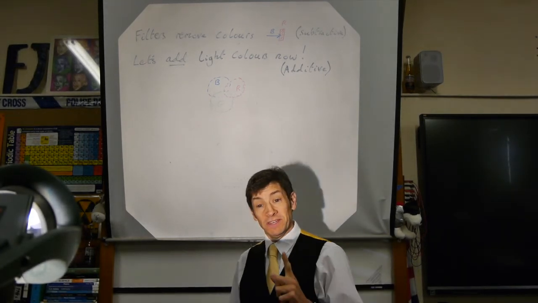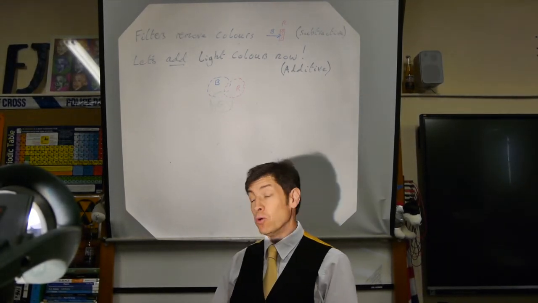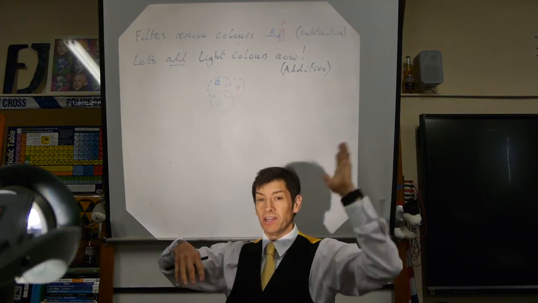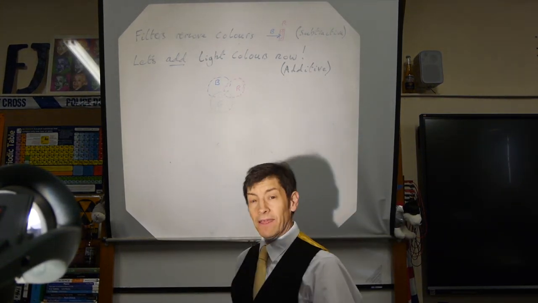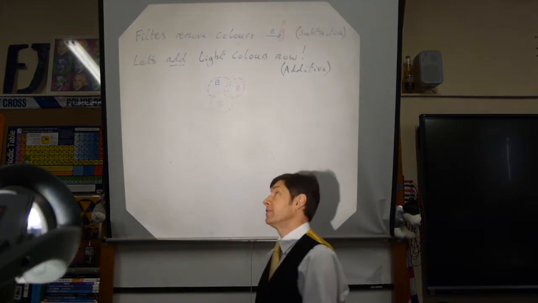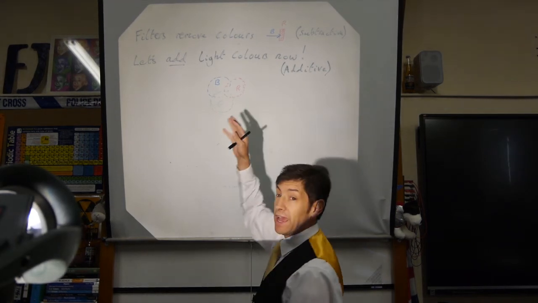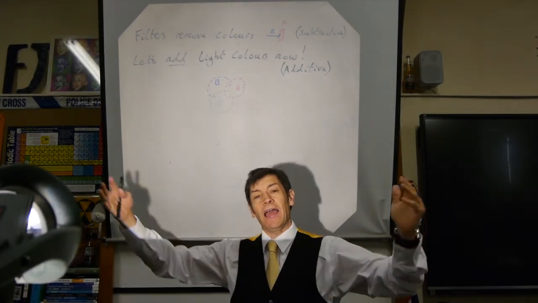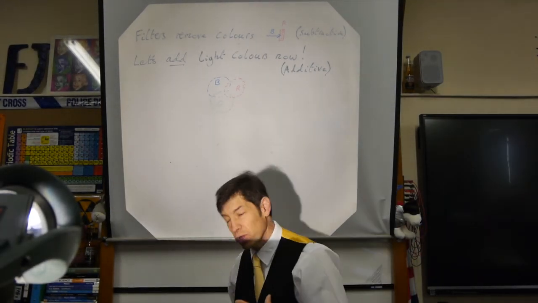But let's do the opposite now. Let's imagine we're at a disco or what have you, where there are bright coloured lights. And it's a tricky one to get your head around. But what we're going to do is have some colour on us and then have more coloured light and more coloured light.